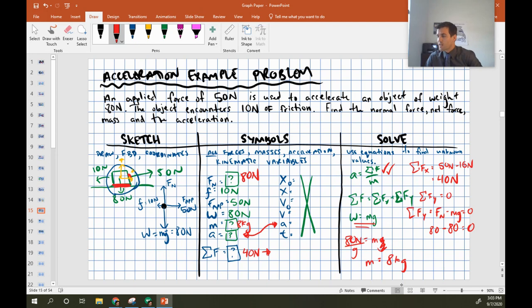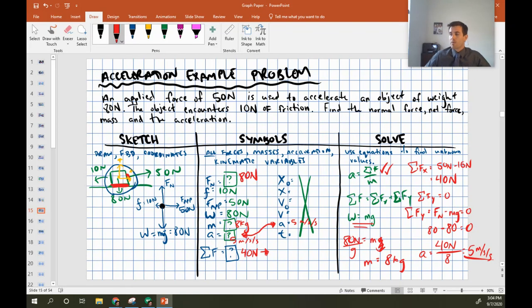So now we know our mass, and now I can go to this equation that I wrote earlier, but now I'm ready to use. And we can say that our acceleration is going to be our net force, that's 40 newtons, over our mass, that's 8 kilograms, which is 5 meters per second squared. The normal force would be used here, but we just don't need it for anything in this problem. So that's how we would do an acceleration problem. Yeah, that's it. That's all I got.